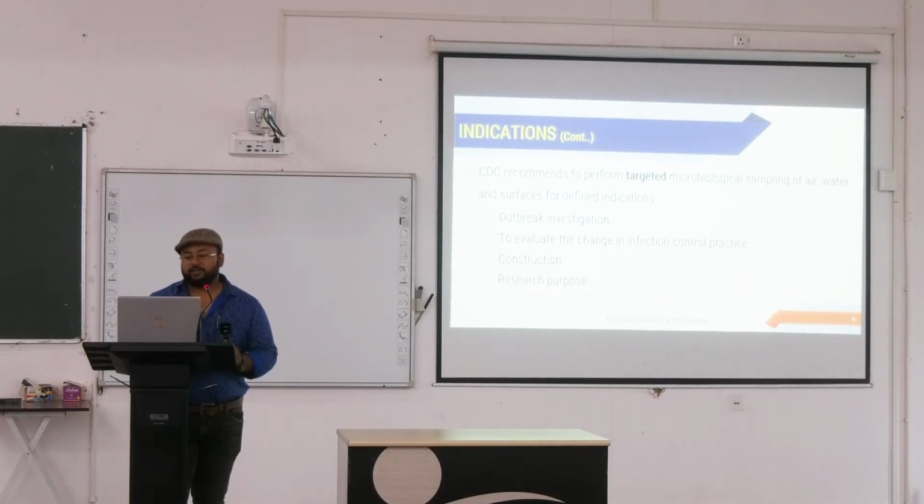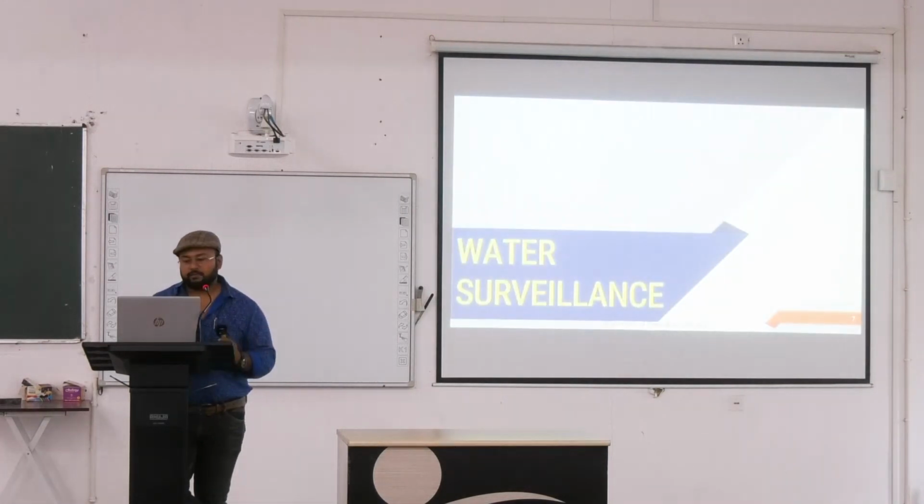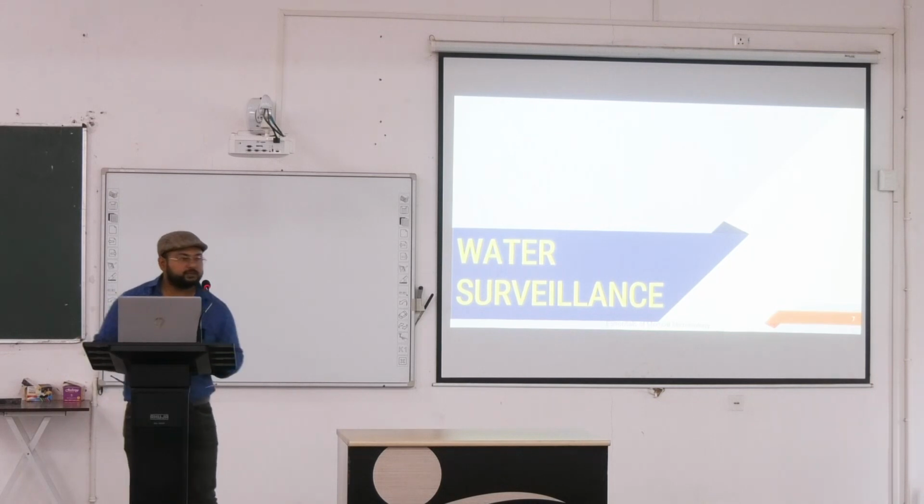What are the recommendations to perform that surveillance? That is targeted microbiological sampling from air, water and surface. For what purposes? That is outbreak investigations, to evaluate changes in infection control practice, if there is construction ongoing nearby, or for research purposes. So these are the common indications for environmental surveillance. So first comes water surveillance.